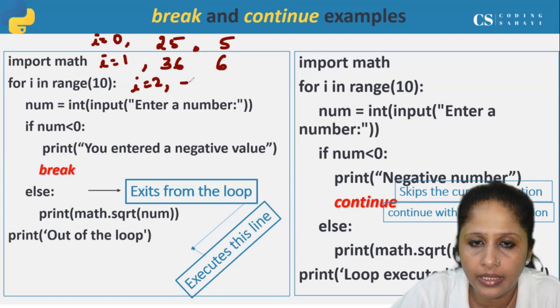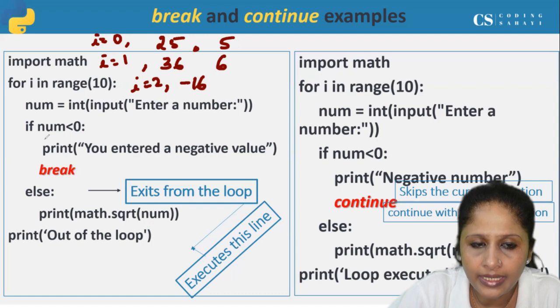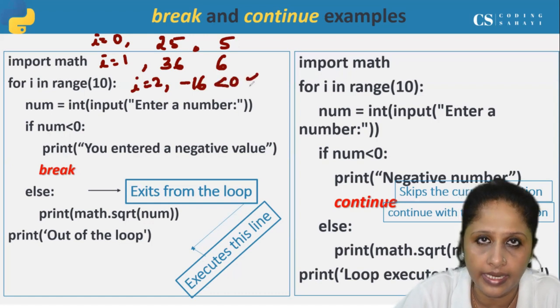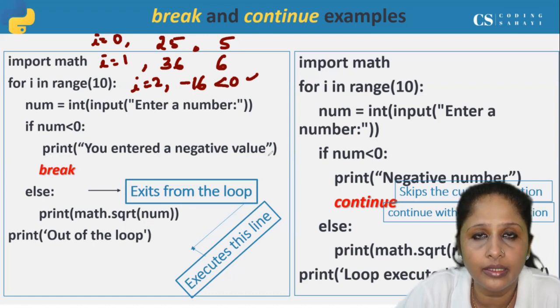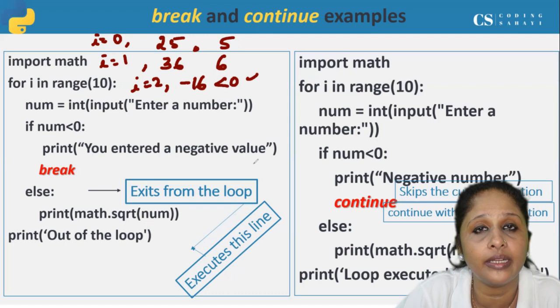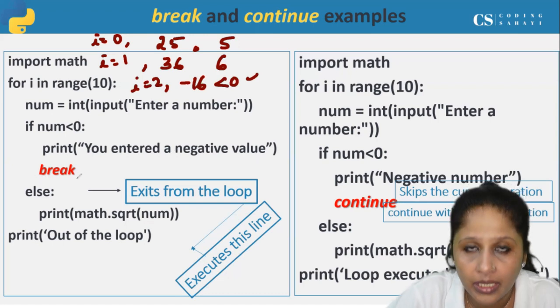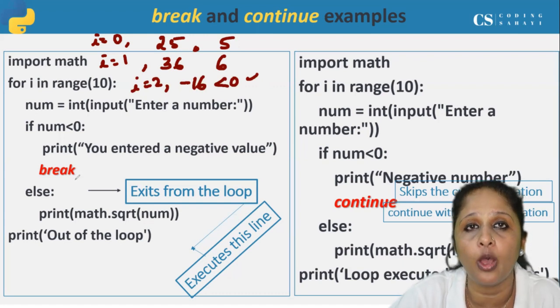I am entering a value of minus 16. It checks whether minus 16 is less than 0. Is it satisfying? Yes, it is satisfying. So it executes the first line, print "You entered a negative value", which will be printed there. Then it goes to the next line, break. So it suddenly stops the loop and comes out of the loop.